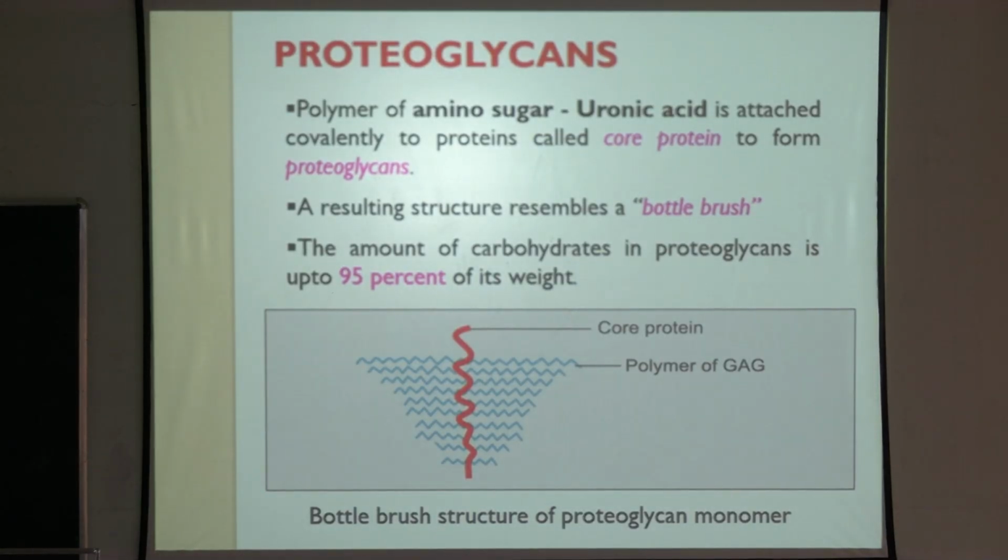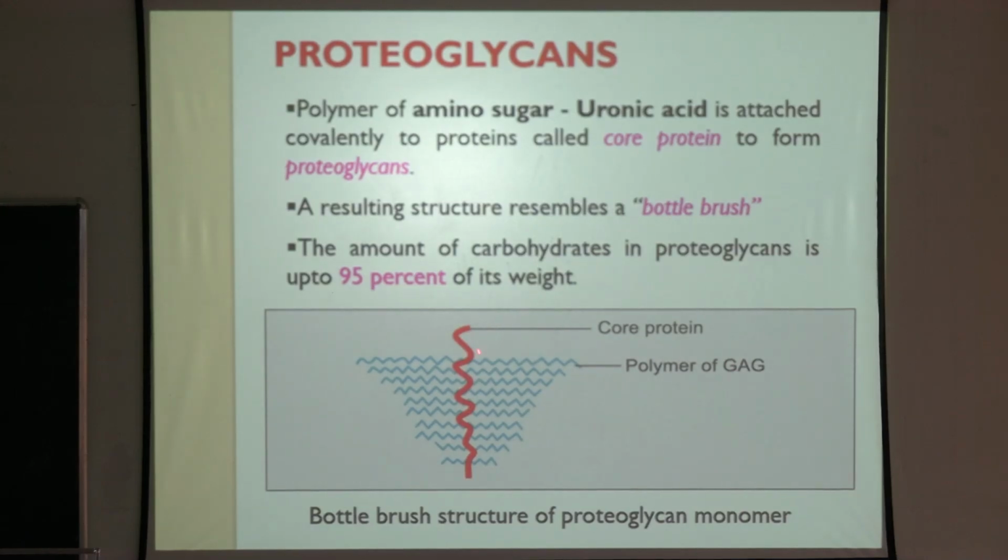Now, what are the uses of mucopolysaccharides or GAGs? This polymer of amino sugar and uronic acid is attached covalently to proteins called core protein to form proteoglycans. These polymers of GAGs, the mucopolysaccharides, are attached to a core protein forming a bottle brush structure. Clear? A bottle brush, a brush used to clean bottles. So this structure resembles a bottle brush.